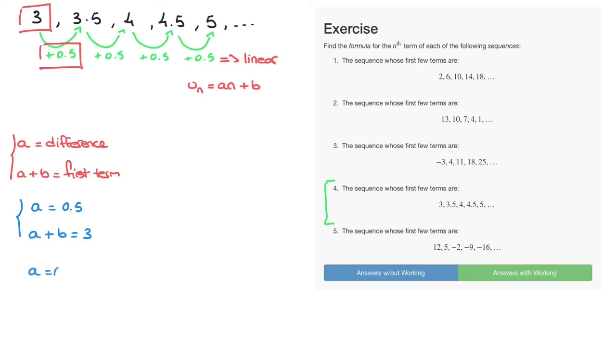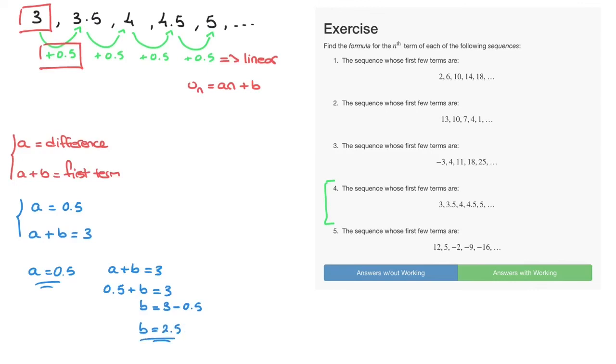So A equals 0.5. Well, there's nothing to do there. That's all done and dusted. We move on to the second equation. A plus B equals 3. Well, since A is equal to 0.5, that turns into 0.5 plus B equals 3. And so we now subtract 0.5 from both sides of this equation, which leads to B equals 3 minus 0.5. And finally, that leads to B equals 2.5.